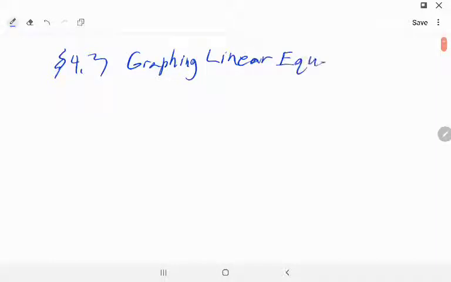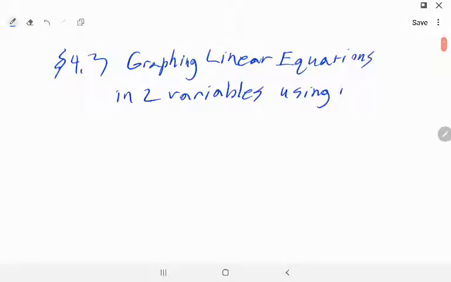Section 4.3 is on graphing linear equations in two variables using intercepts. So we had kind of talked about that a little bit before.